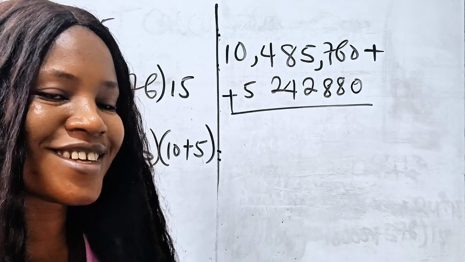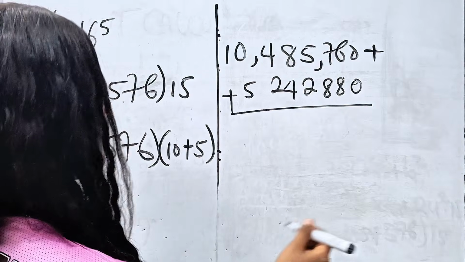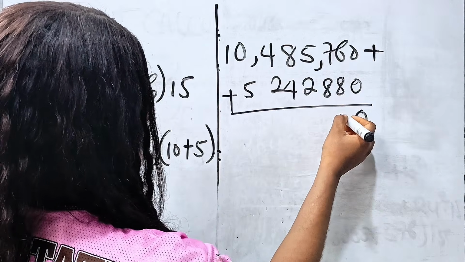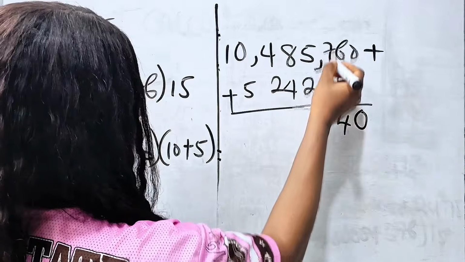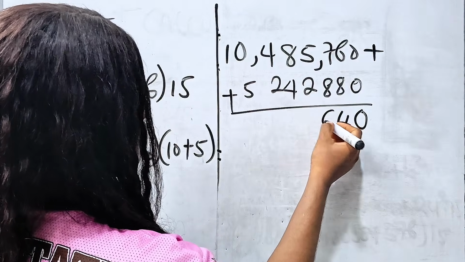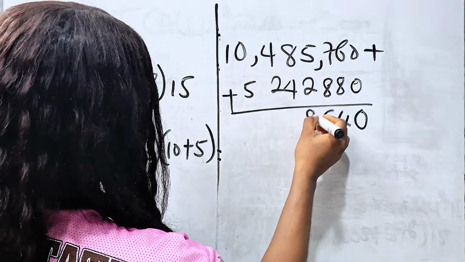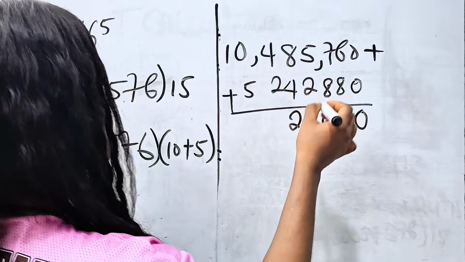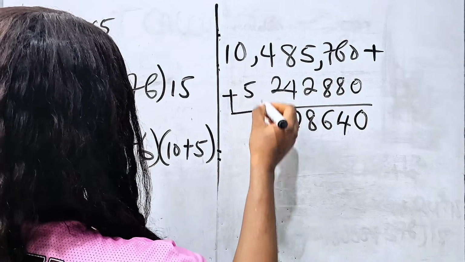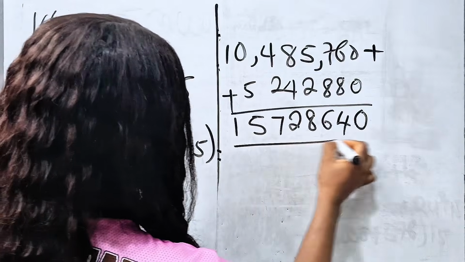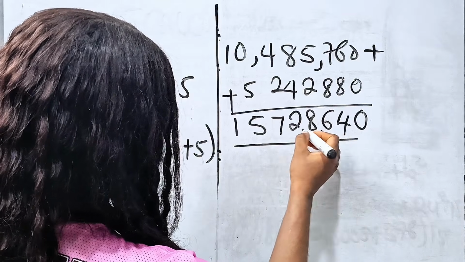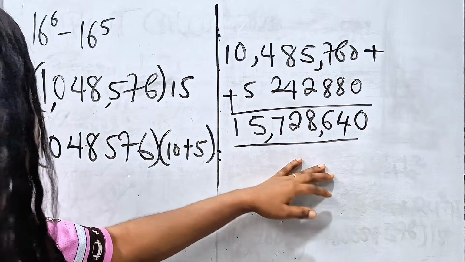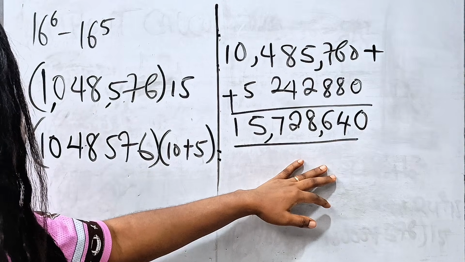So moving forward, we're almost there. We now add 0 and 0 is 0. 6 and 8 is 14, carry 1. 8 and 8 becomes 16, carry 1. 5 and 3 is 8. 8 and 4 is 12, carry 1. 4, 2 plus 1 is 7. 0 plus 5 is 5, and we bring down 1. And this becomes our answer: 15,728,640, without the use of a calculator.